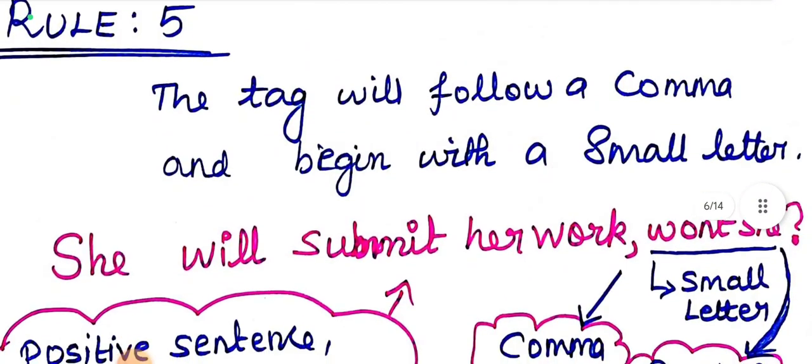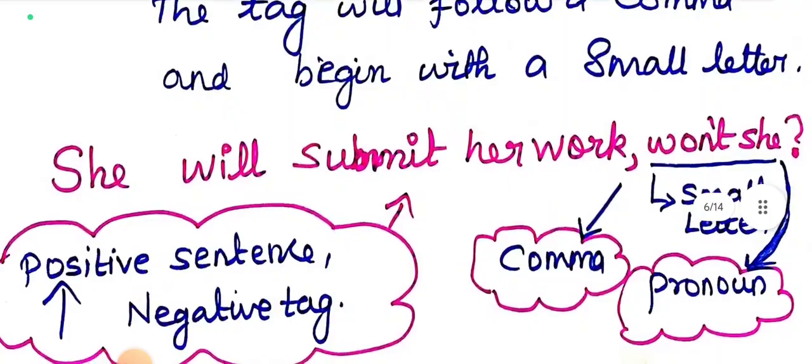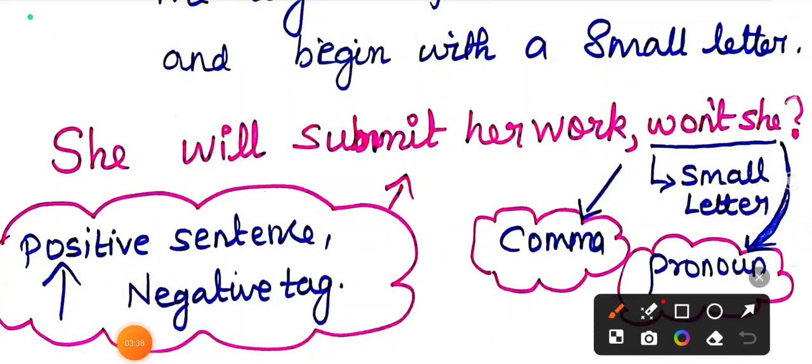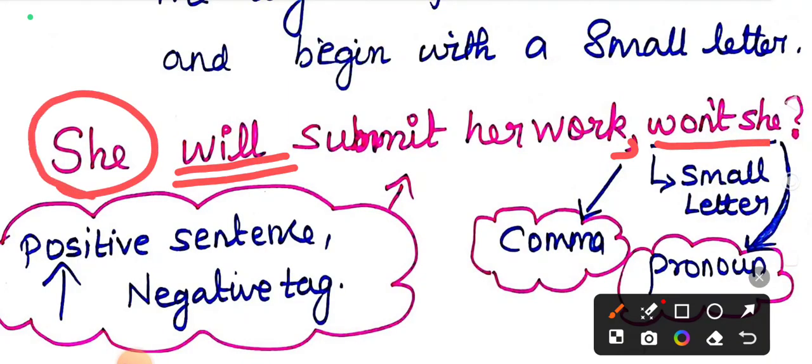Let's see. She will submit her work. See, look at the comma. Won't she? Will. So, positive sentence, negative tag, won't. Will plus not, won't. And the pronoun is she. So, we use won't she.